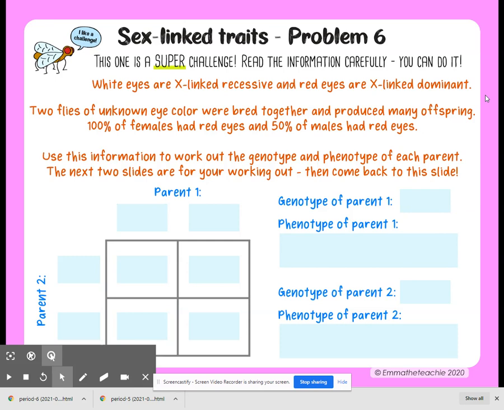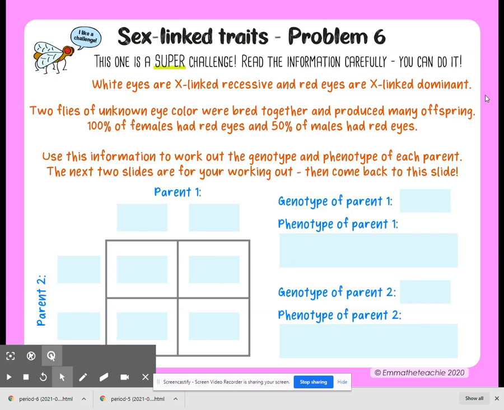So white eyes are X-linked recessive and red eyes are X-linked dominant, just like the color in the fruit flies that we looked at before. So two flies of unknown eye color, I guess you're not looking at their eyes, were bred together and produced many offspring. 100% of the females had red eyes, and 50% of the males had red eyes. That means the other 50% of the males are going to have white. Use the information to work out the genotype and phenotype of each parent.